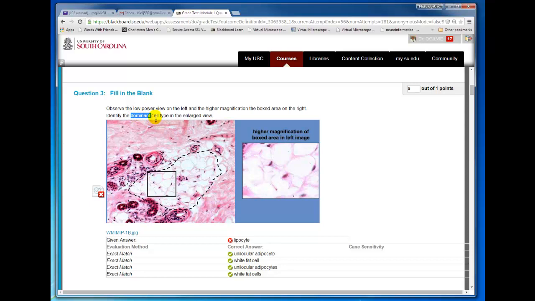It asks for the dominant cell type, and some individuals I noticed put the tissue. They put adipose tissue. Well, of course that's right, but we didn't ask that. We're very strict about this. This course is about details. It's not about generalization in responses.